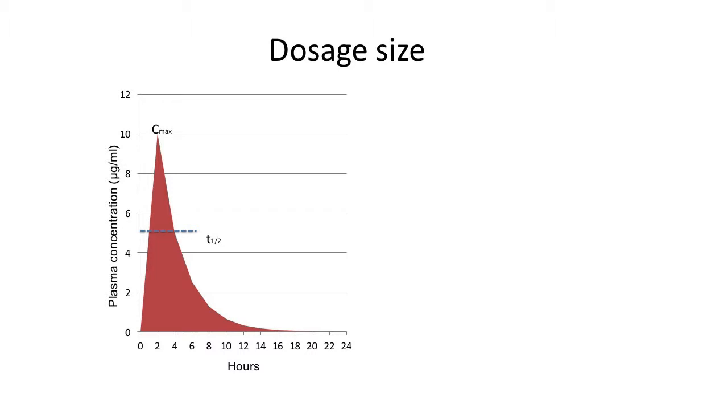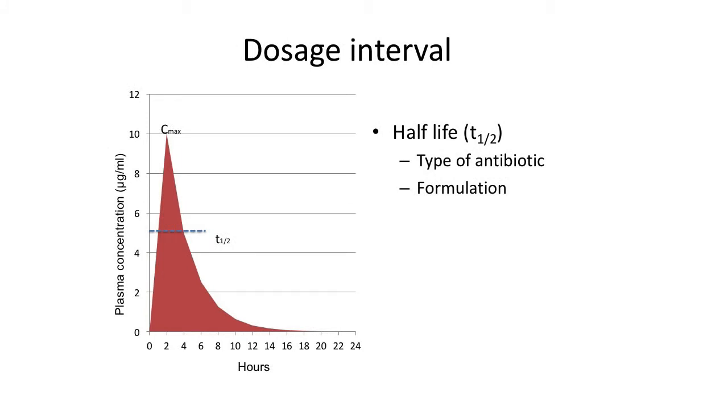In the example shown on this slide, plasma concentrations of a hypothetical antibiotic are shown over time after a single dose. The peak plasma concentration, or the Cmax, was reached 2 hours after dosing, and the plasma half-life, or the T-half, was 2 hours. The dosage interval is determined by the half-life, which is the time required for the plasma concentration to decrease by 50% due to elimination. The half-life varies with the type of antibiotic and how it was formulated, but it's independent of the size of the dose.